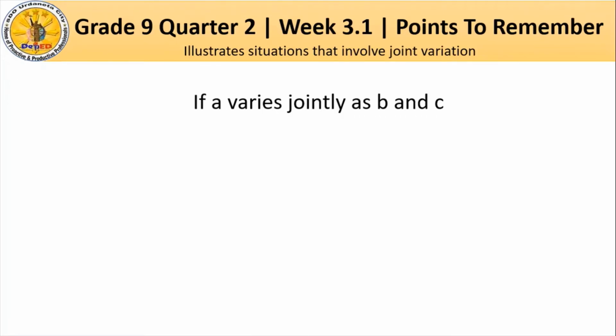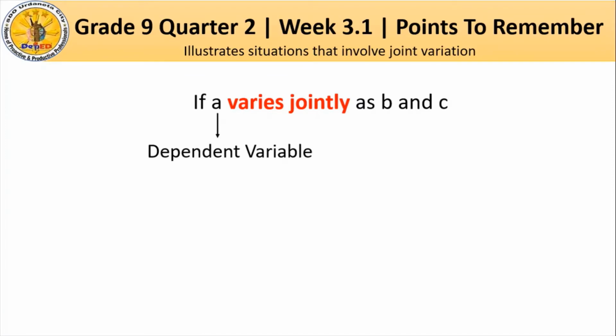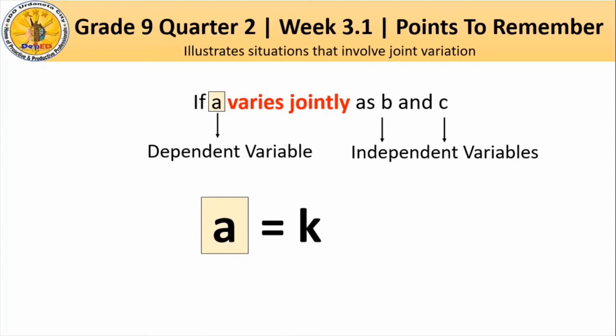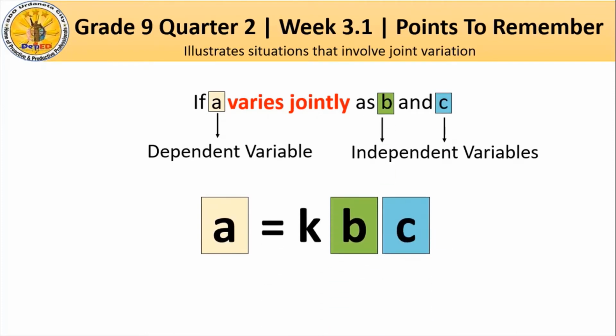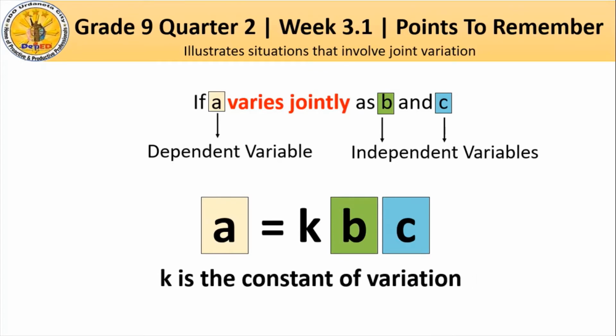So for the first variable, the one before the term varies jointly, this is the dependent variable. Now, this dependent variable will change due to the values of the other two variables. In this case, we have B and C, which we consider as the independent variables. So this phrase can be translated into variation equation such that A is equal to K, B, C, where K is the constant of variation.